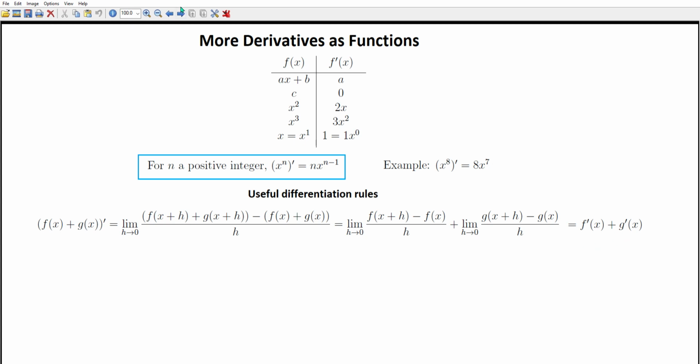It turns out the same thing is true for differences, and we have the derivative of f plus or minus g is the derivative of f plus or minus the derivative of g.